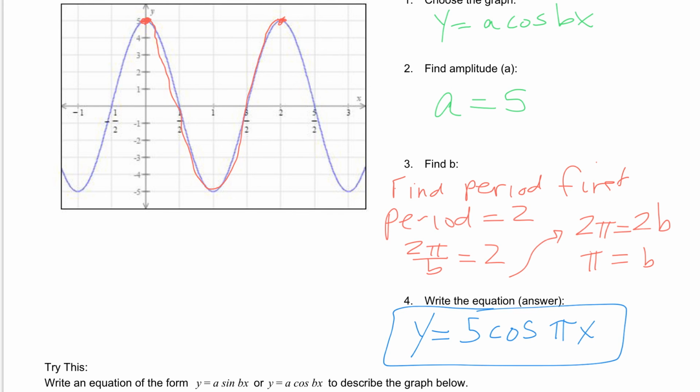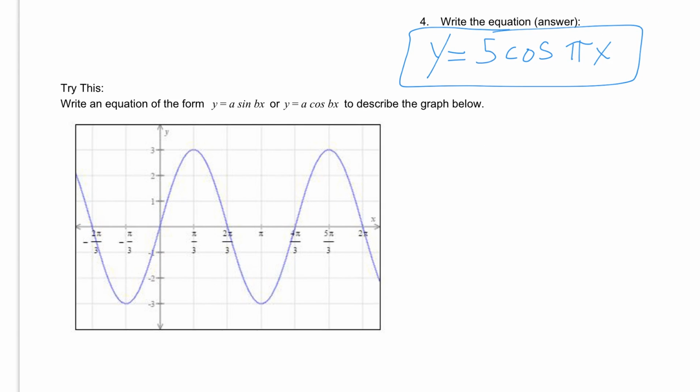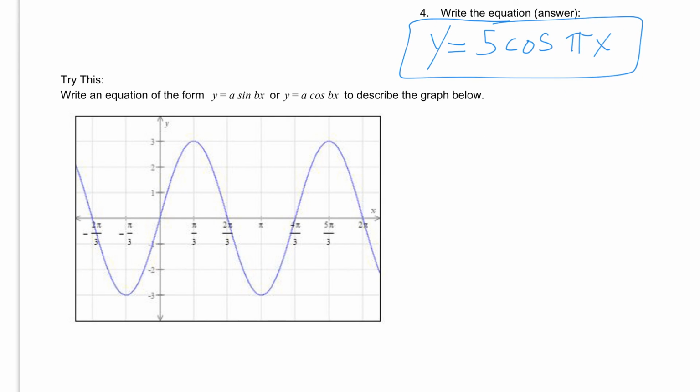Next, I would like you to do the try this that's below. So go ahead, pause it now. Unpause it when you are ready to check your answer. If you did the try this correctly, you should have gotten y equals 3 times the sine of 3 over 2 x. If you have questions, let me know.